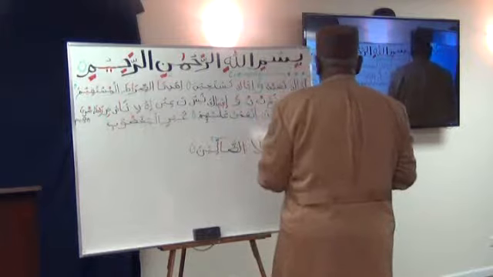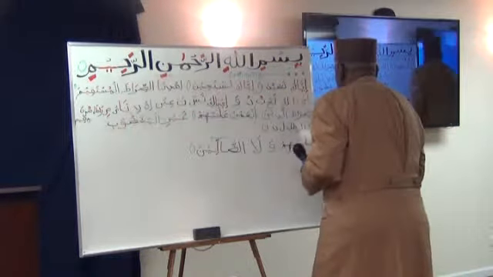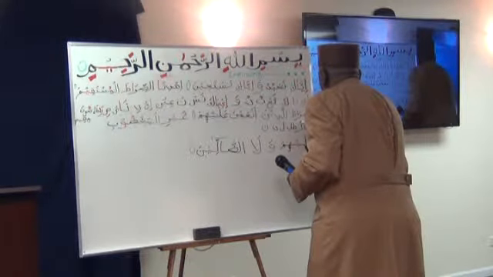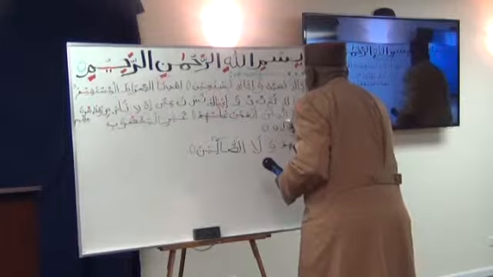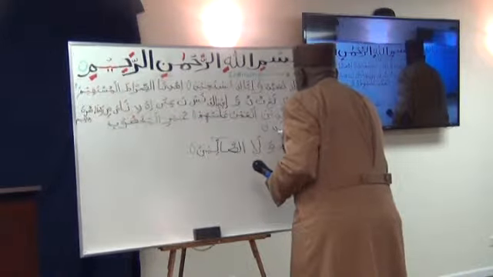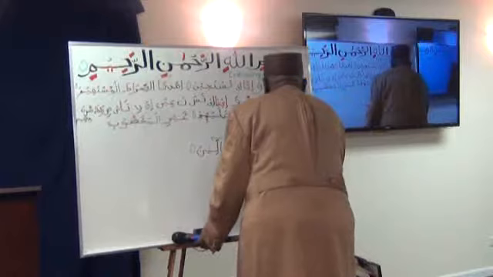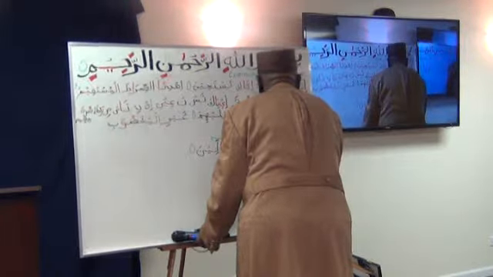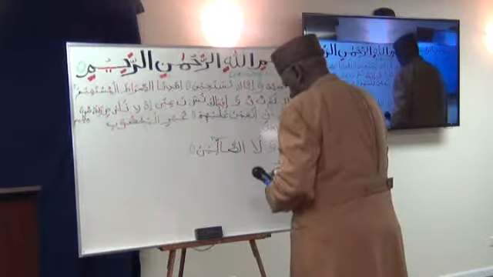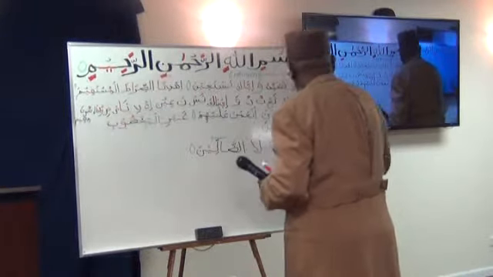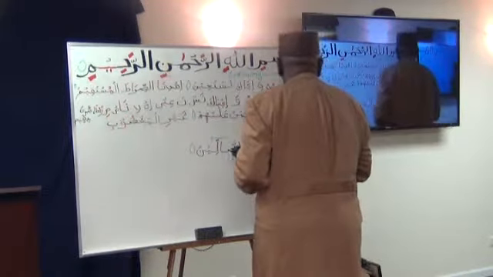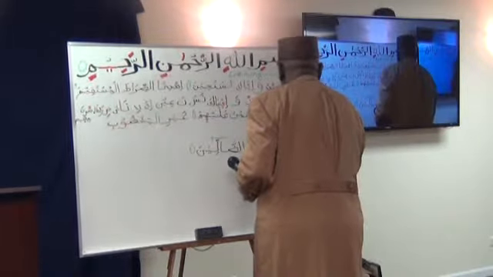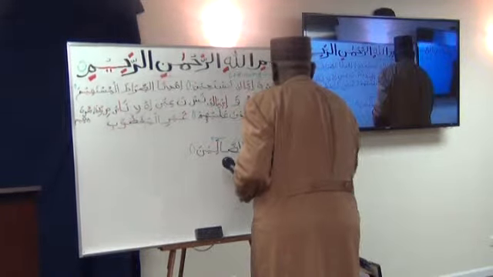Okay, now let's go back and put our vowels on. Si, ra, tal, la, zi, na. Okay. Dal, we had a sukoon on the first lam. Dal. La, di, na.